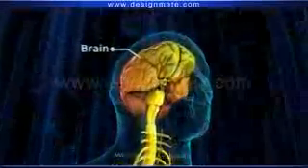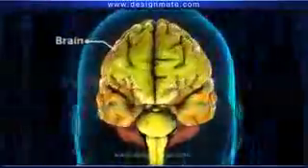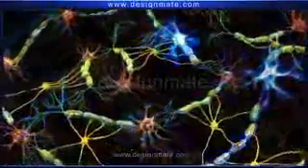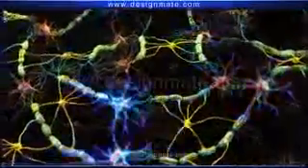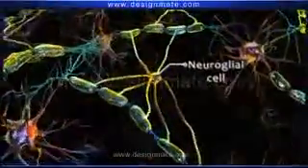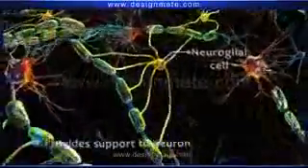In human beings, the brain is the center of the nervous system. A magnified view of the brain shows a network of neurons. The neurons play a vital role in the transmission of nerve impulses. The other type of cell present is the neuroglial cell, which helps in providing support to the neuron.